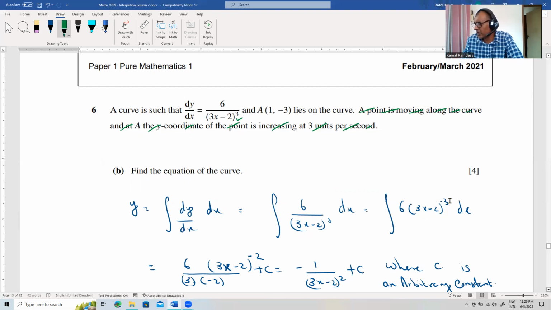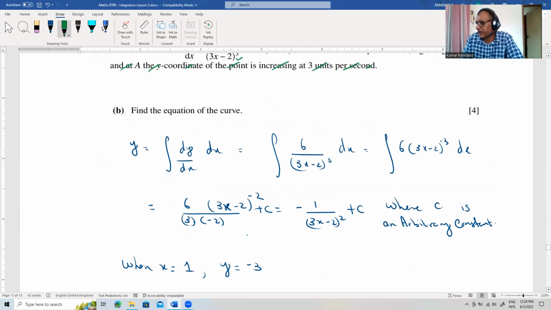Et moi increase the power by 1, it means minus 2. Et là, moi divide by the derivative of the inside function, qui est égal à 3. Et divide by the new power, minus 2, have a 6 over minus 6 plus c times (3x minus 2) to the power of minus 2. You begin minus 1 over (3x minus 2) squared plus c.